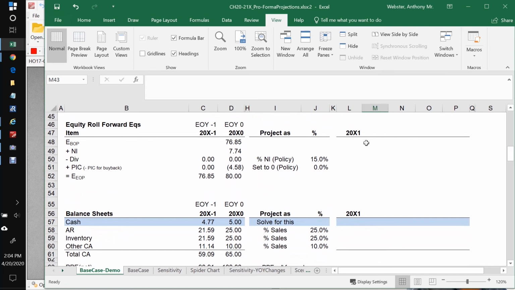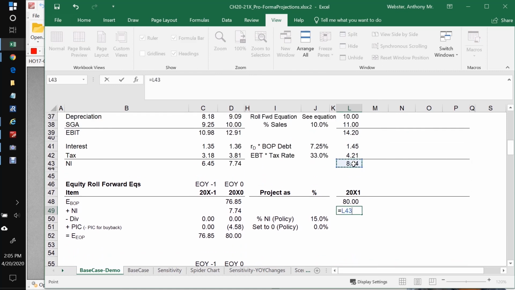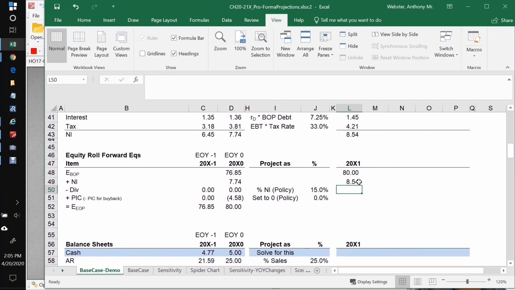Let's see, next up we're going to project our equity roll forward equation. So I'm just going to follow all the pieces of the equation here. So the equity at the beginning of period is 80 million, and the net income, I know I just computed that from the income statement, so I've got that, okay. And we're going to have proper algebraic sign convention here, so that's going to be a plus minus dividends. Okay, so this is going to be 15% of what? Of that net income, and that's L49.